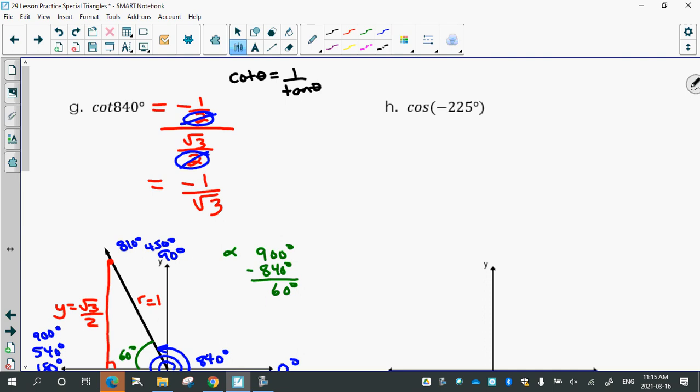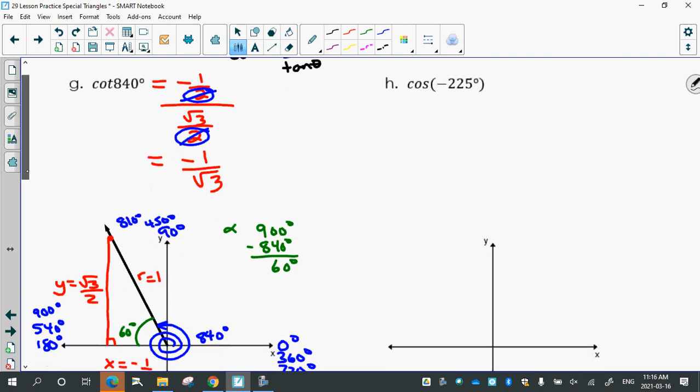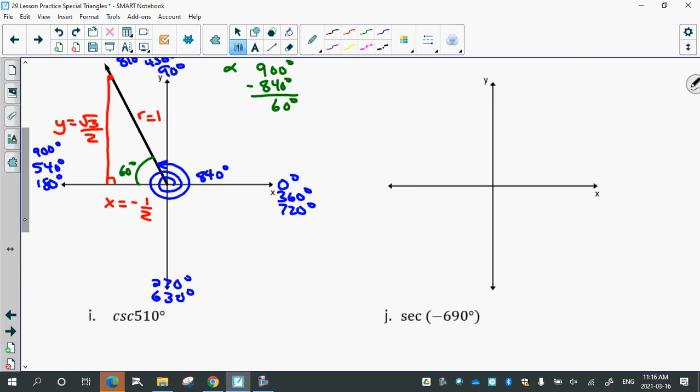So 1/tangent of 840 is -0.57735. And -1 divided by the square root of 3, -0.57735. Okay? All right, cosine of -225 degrees, so a negative angle.